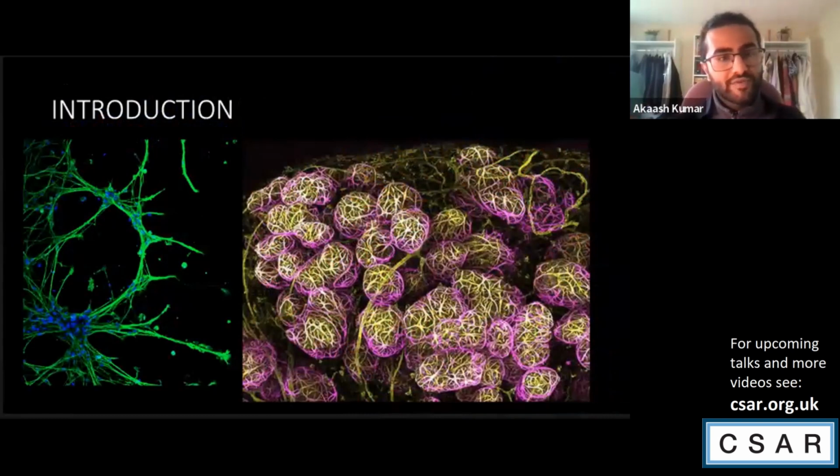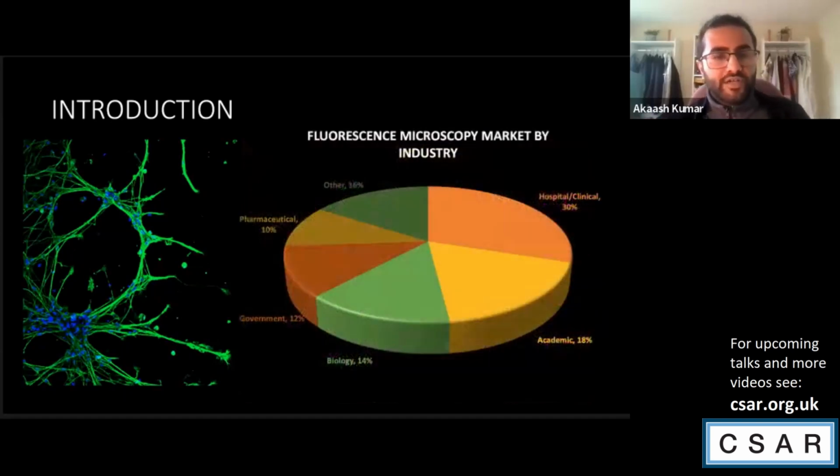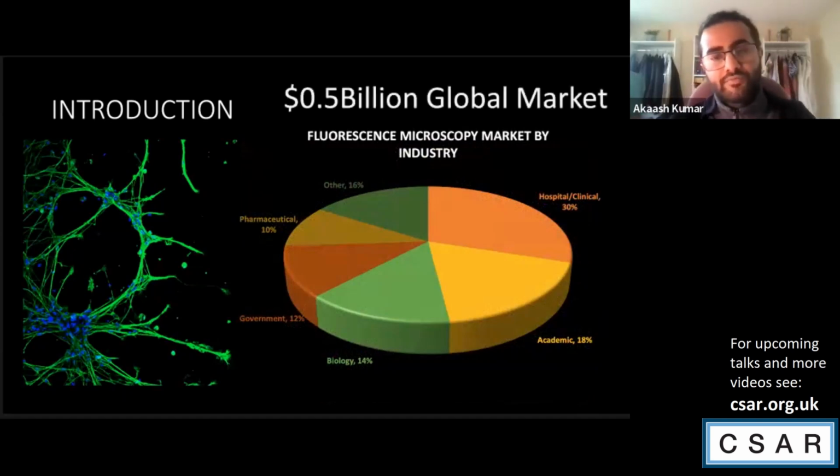something called fluorescence microscopy. Now, fluorescence microscopy is a fundamental technique that is used to study a wide variety of biological systems by a wide variety of industries. And these industries range from academic research through to pharmaceutical development and medical diagnostics. And thus, it is an incredibly important tool to study science. And the global fluorescence microscopy market was valued at $500 million in 2019.